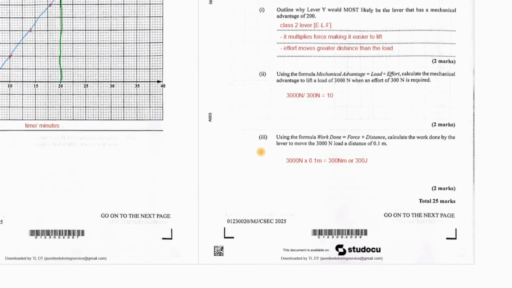And then you have number 3. Using the formula, work done equals force multiplied by distance, calculate the work done by the lever to move the 3,000 newton load a distance of 0.1 meter. Again, you do not have to do any hard thinking. They already gave you the formula, so you just do the multiplication, and what you will get is 300 newton meters. And remember that newton meters is the same as joules. So that would be it. At the end, once you got everything correct, you would have acquired your 25 marks.